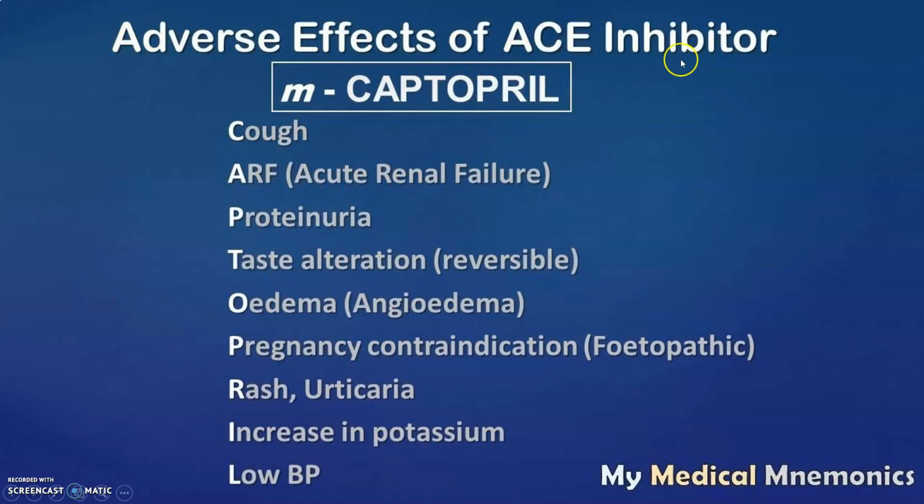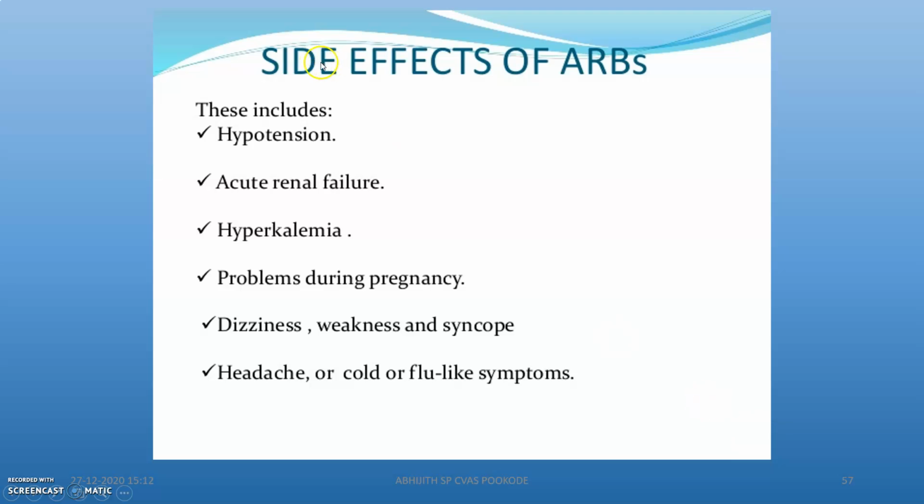So the side effects of the ACE inhibitors, the mnemonic is CAPTOPRIL: cough, acute renal failure, proteinuria, taste alteration and so on. You can use this. This is actually from the medical mnemonics. So next, side effects of the angiotensin receptor blockers, that is sartans. Then the World Health Organization guidelines.